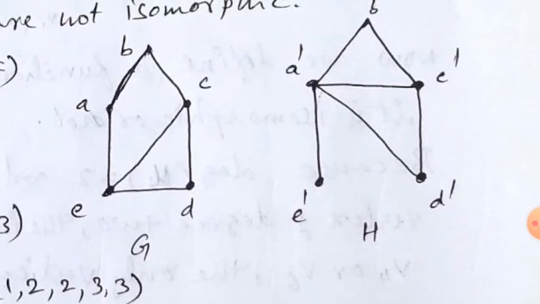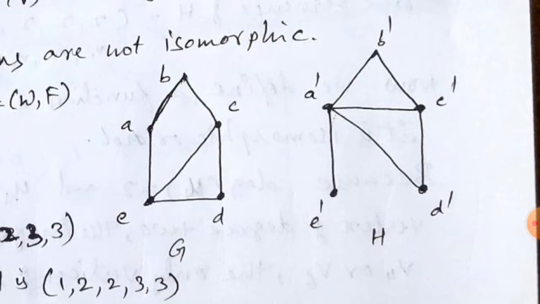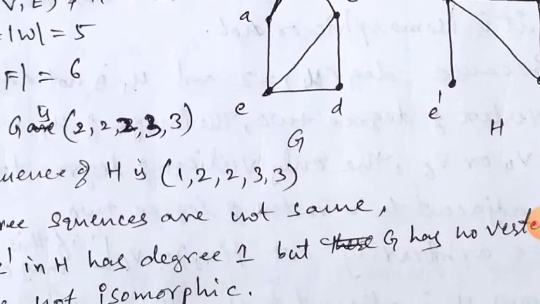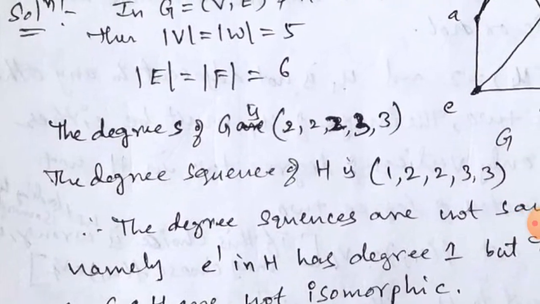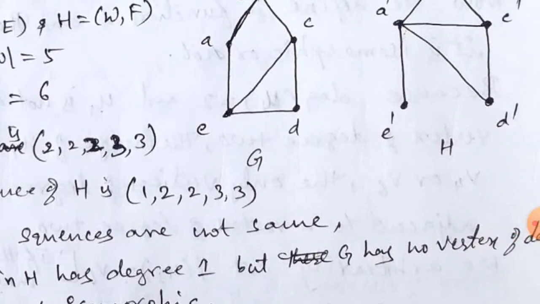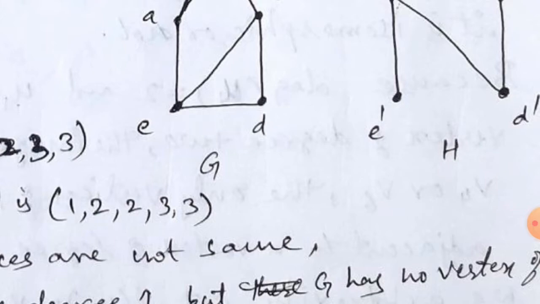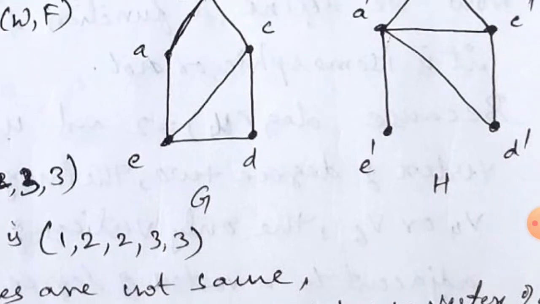Okay, and similarly in H, D dash has degree 2, E dash is 1, C dash is 3, and A dash is 3. Now observe the degree sequence of H is 1, 2, 2, 3, 3, 3. That means there is a vertex of degree 1. Now which vertex is that? E dash. E dash is having the degree 1 only.